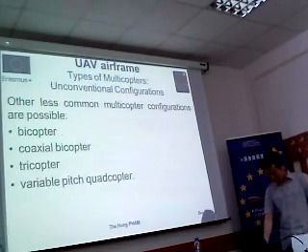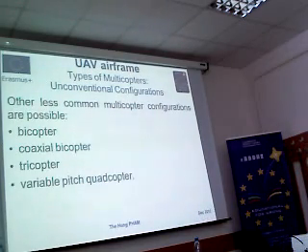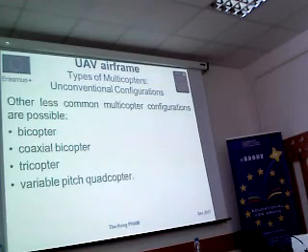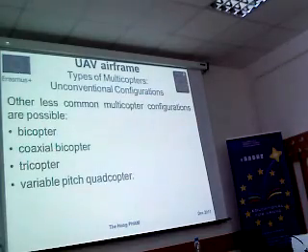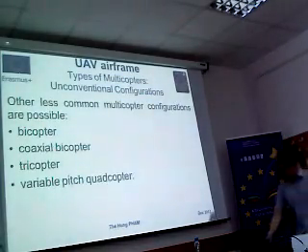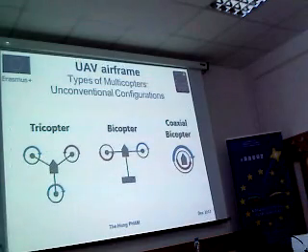Okay, and we have another solution for the configuration. So we have the copter, we have the Gaussian bicopter, tricopter, and the variable pitch copter. So let's see the tricopter. We have seen this thing, right? In the tricopter, we use these two rotors for the lift, and this one can change the angle to make the yaw direction.